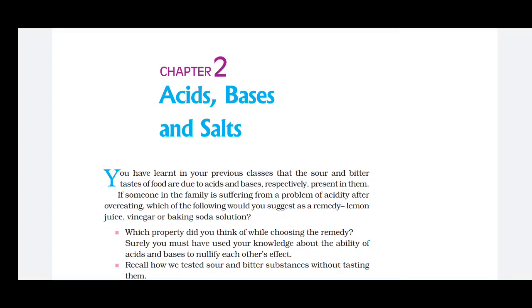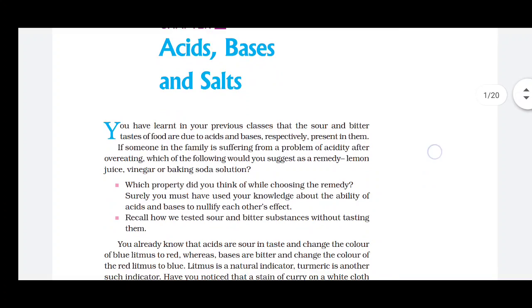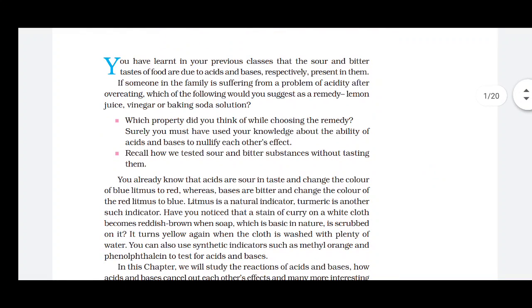Then the properties of the indicators, how these acids and bases react with metals, react with carbonates, react with metal hydrogen carbonates, how acids and bases react with each other, how they react with metallic oxides and non-metallic oxides. So these are some of the topics that we are going to cover in this chapter. So let me start with what is acid and what is a base.